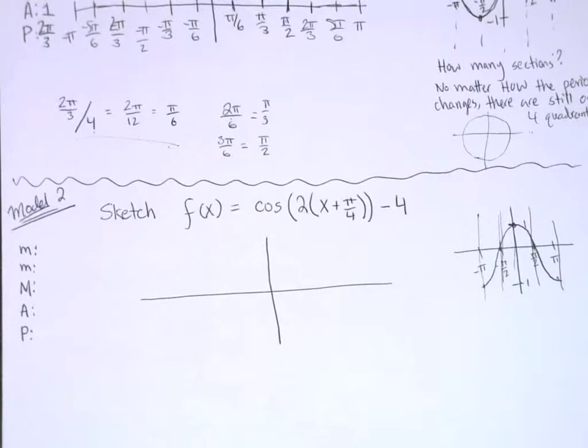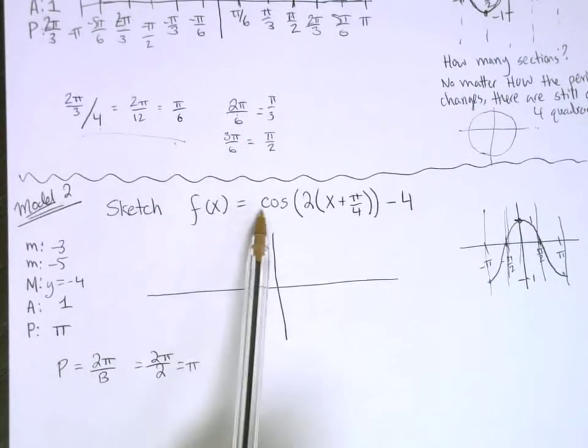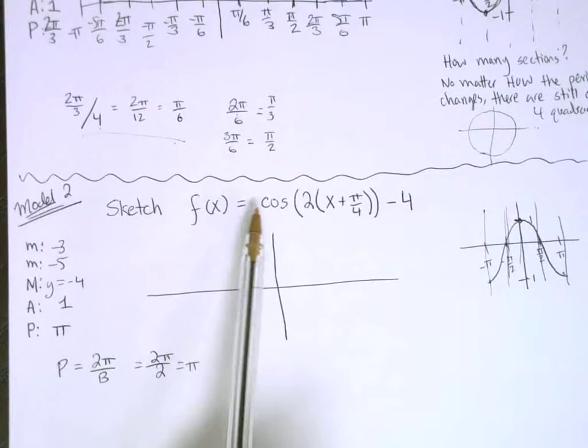You know that the amplitude is 1 because there's nothing there. That means there's a 1 there. You know that the midline is y equals -4, which means that the max has to be -3 and the min has to be -5. The period is pi. We got that from dividing 2 pi by b. b is 2. 2 pi over 2 is pi.